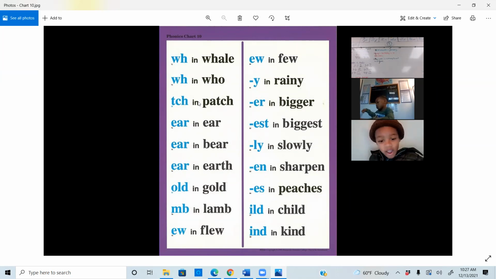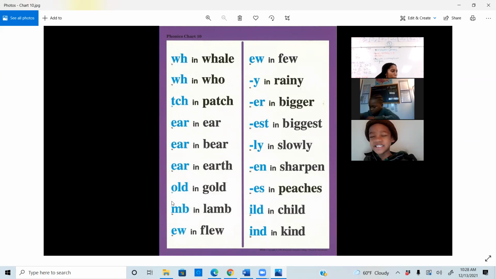Sorry, EAR says air, air, air. Sorry, let's go back to EAR says ear. EAR says ear, ear, ear, in ear. EAR says air, air, air, in bear. EAR says er, in earth. OLD says old, old, old, in gold.